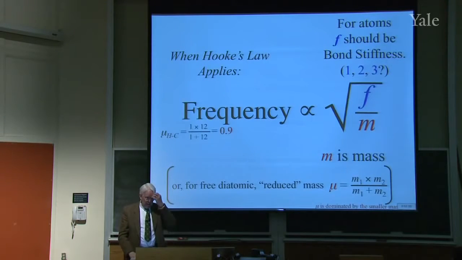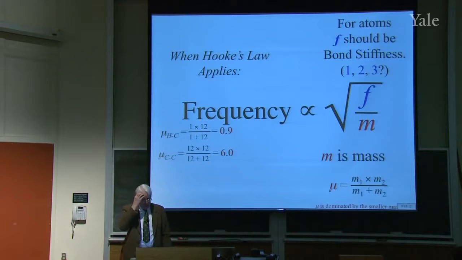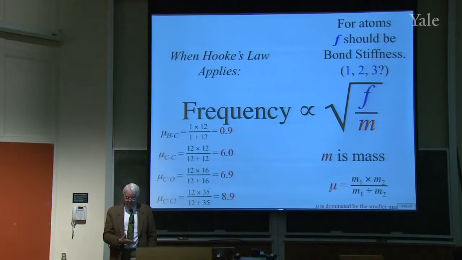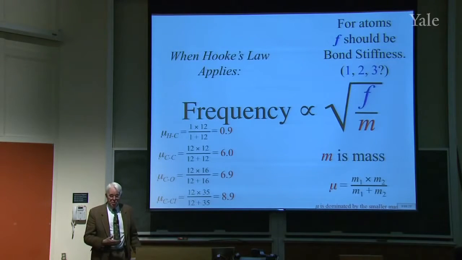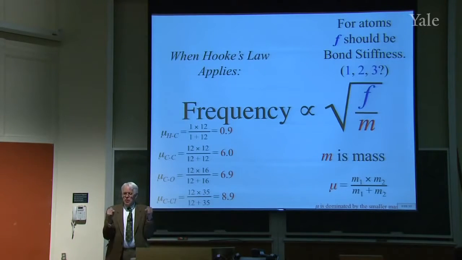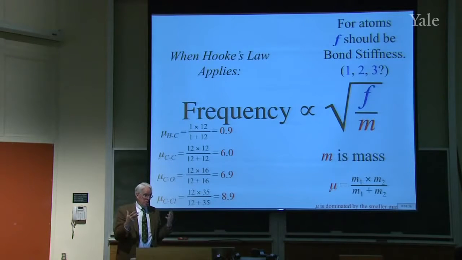Okay, so let's look at what that would be. For example, for hydrogen and carbon that we're vibrating, it would be 1 times 12 over 1 plus 12, almost 1, right? The 12s almost cancel, okay? If it's carbon-carbon, then it's going to be half of carbon, 6, right? If it's carbon-oxygen, it's going to be 6.9. If it's carbon-chlorine, it's 8.9. So even when it gets much heavier, it doesn't make much difference, right? It's mostly pretty much like other carbon bonds. So what that means is that bonds involving hydrogen have really, really different frequencies from those not involving hydrogen, because it's so much lighter, right?